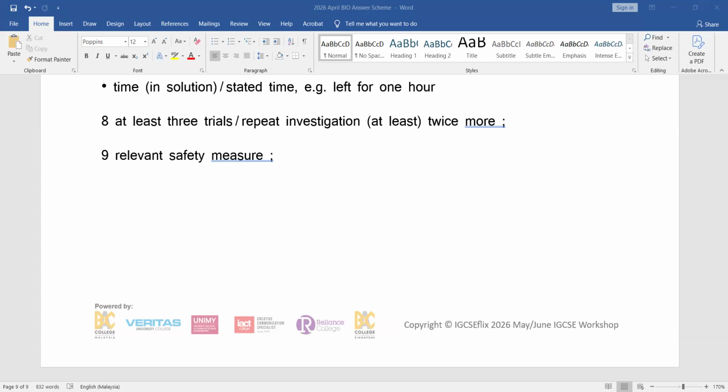When you breathe in, the ribs move. Ribs expand. Ribs move up or down? Move up. The internal relax, external contract. Diaphragm contracts and flattens. Volume, pressure.